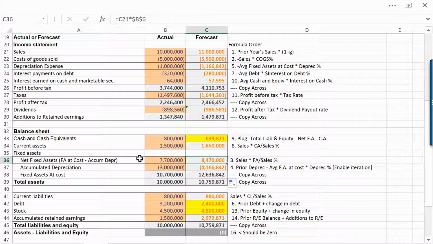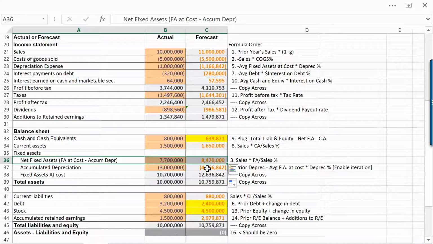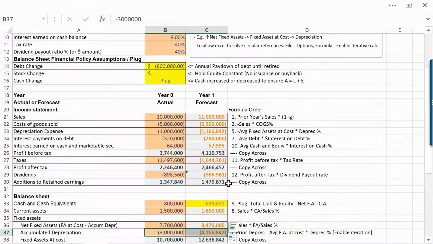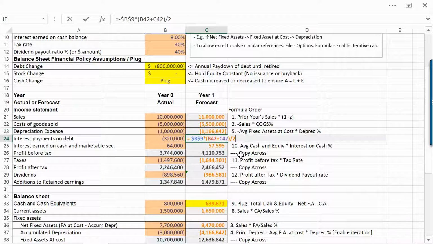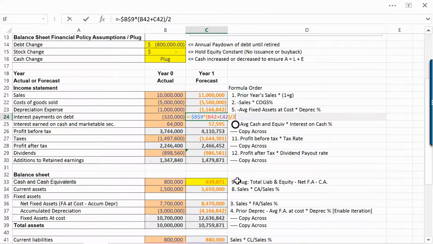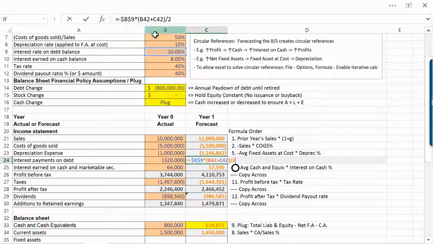So I make an assumption of what my net fixed assets have to be, what my depreciation percent of net fixed assets will be, and then I can back into this year's depreciation expense. So back up to the top, I now have my depreciation. Now I need interest on debt. Well, interest on debt is going to be average debt balance times the interest rate on debt. That's going to be one of my value drivers.